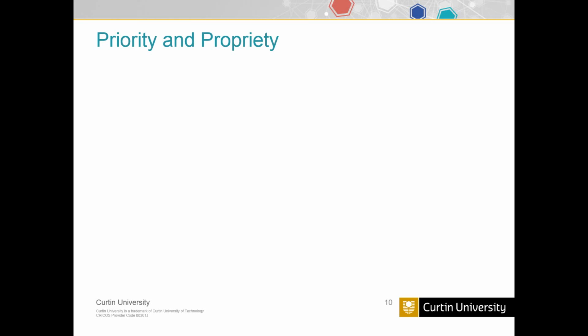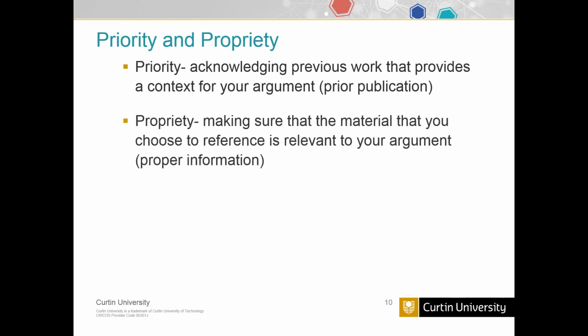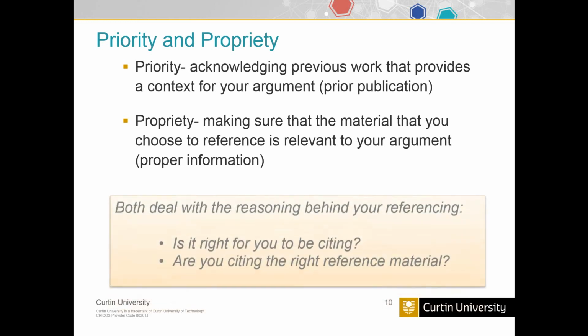The last two things are priority and propriety. Priority refers to prior publication, and it's acknowledging the previous work that provides a context for your argument. Propriety makes sure that the material that you choose to reference is relevant to your argument, that you're choosing the proper information. Whenever we include a citation, we should be considering priority and propriety. They both deal with the reasoning behind your reference.